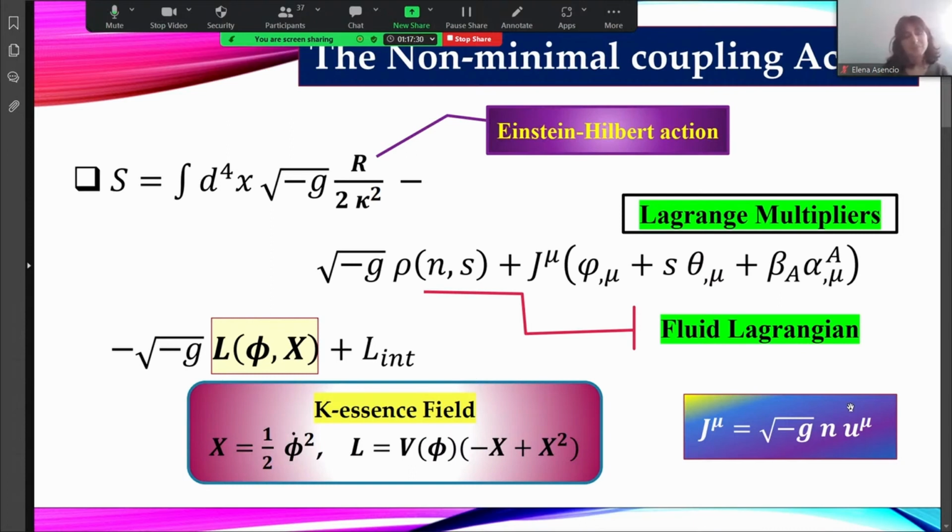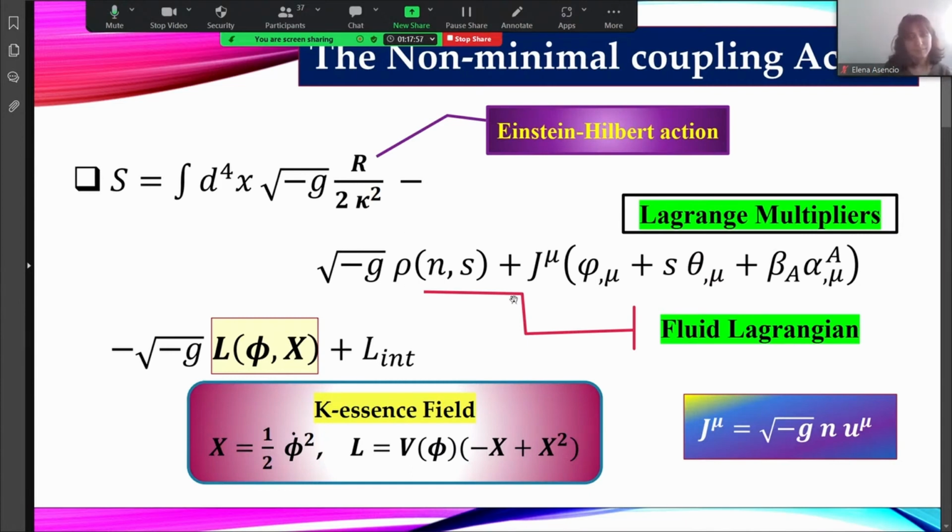So the first term, with the Ricci scalar R, is the Einstein-Hilbert action. And in the second one, we have a dark matter fluid model given by Brown. It's the action for the perfect fluid. And you can see over here that there is a rho, which denotes the energy density of the fluid. And it's a function of number density and entropy density.